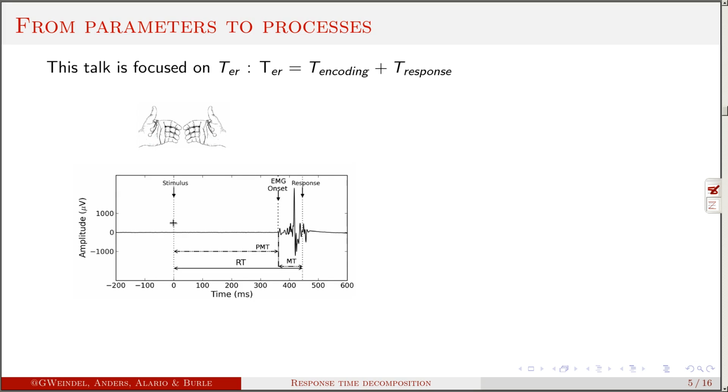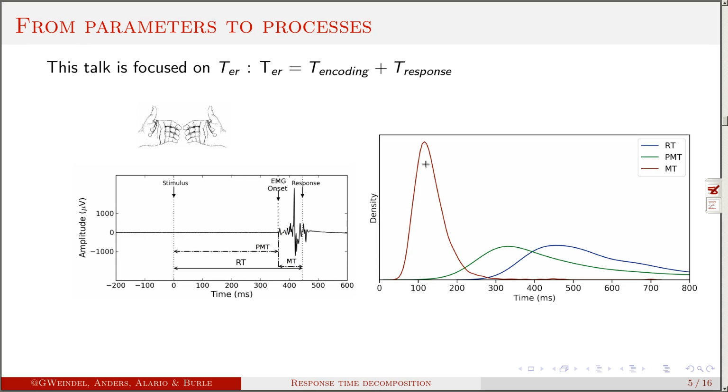Response time is defined as usual as the time between display of the stimulus and the response recorded by the computer. We then detect the onset of the EMG burst and decompose the response time into one premotor time, noted PMT, the time between stimulus and the EMG activity, and the motor time, the time between EMG onset and the recorded response, noted motor time or MT. When we perform this decomposition for each trial of a decision-making task, we obtain distributions for response time, obviously, but also for premotor time and motor time. So this is an example for one participant.